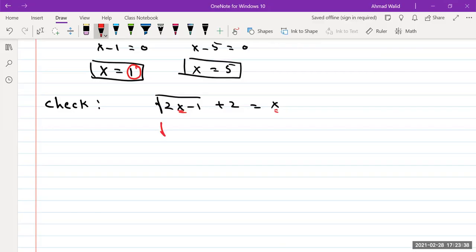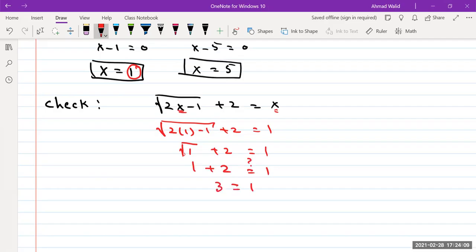Correct? Then the square root of 2 times 1 minus 1, plus 2 equals 1. 2 times 1 gives you 2. 2 minus 1 gives you 1. Then the square root of 1 plus 2 equals 1. Correct? The square root of 1 is 1. 1 plus 2 equals 1? You end up with 3 equals 1.